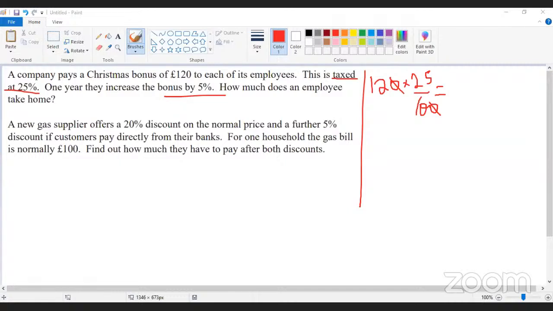See, a company pays a Christmas bonus of 120 euros to each of its employees. This is taxed at 25%. Leave it, this is a sentence. Now, one year they increase the bonus by 5%. How much does an employee take home? Yeah, 120 is the payment given to them. So in that particular year, the bonus is increased by 5%. If I deduct the tax and then give you the 5%, there is no use. Bonus is taxable, then that extra amount is also taxable. Is it taxable or not?